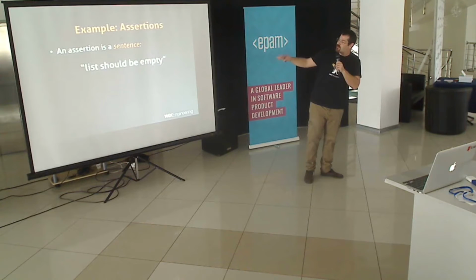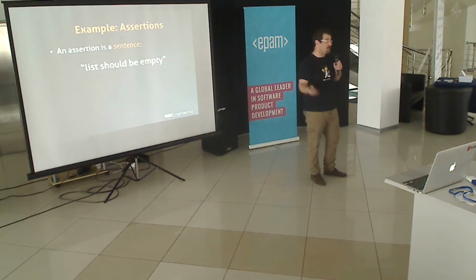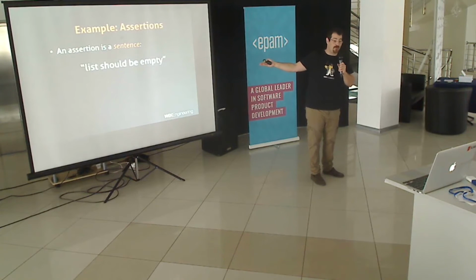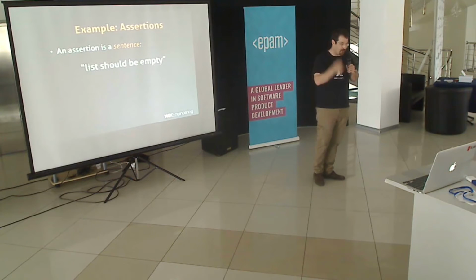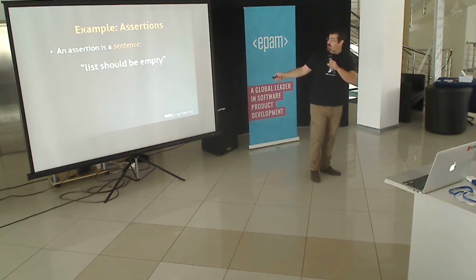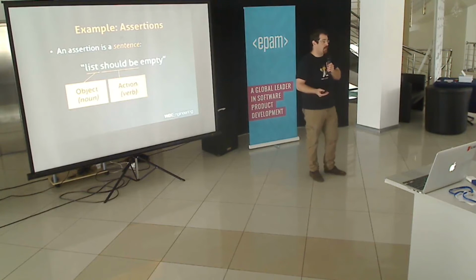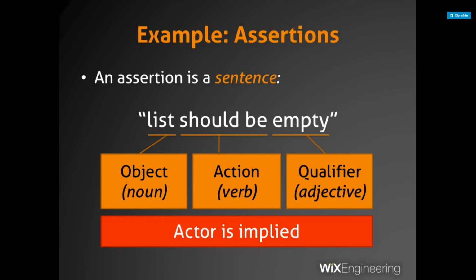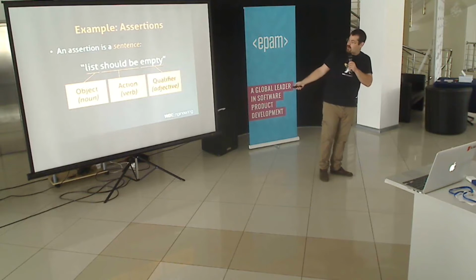So, for example, an assertion is a sentence. Right? I have this sentence, list should be empty. This is English, right? Ideally, I would want my Scala code to look like English or whatever language, right? But a spoken and well understood human language. That is the ideal. So we have this sentence, list should be empty. List is the object that I'm trying to assert on. That's a noun. Should be is the action, right? List should be something. That is the verb. And empty is the qualifier, the description of what it is I'm trying to achieve, and that is an adjective.